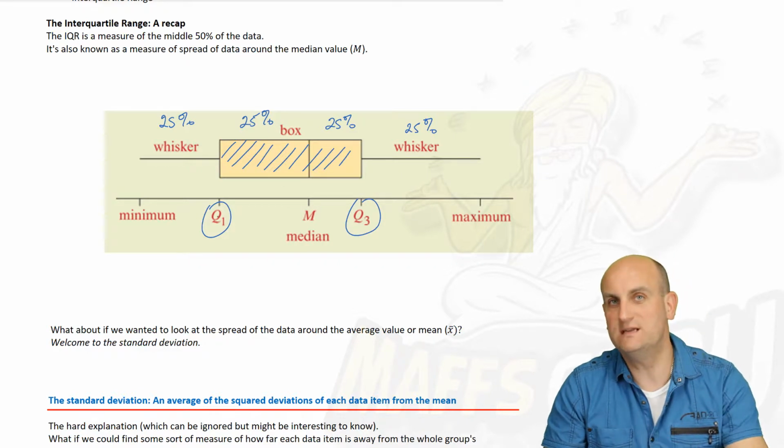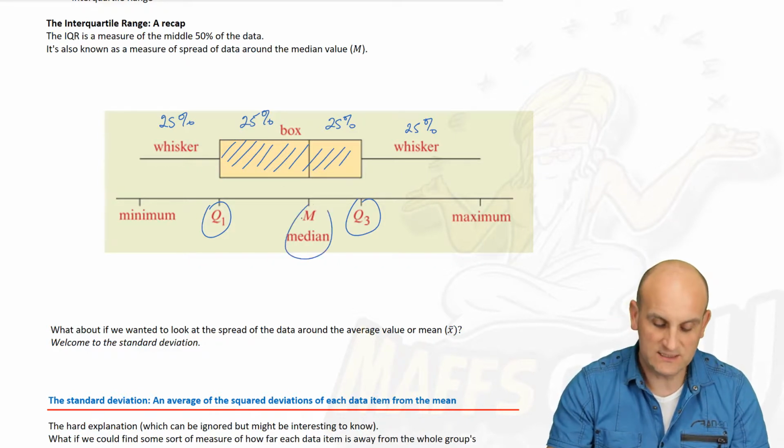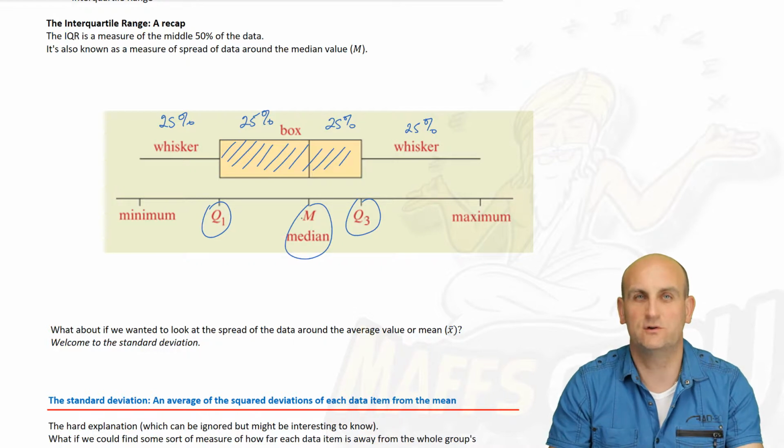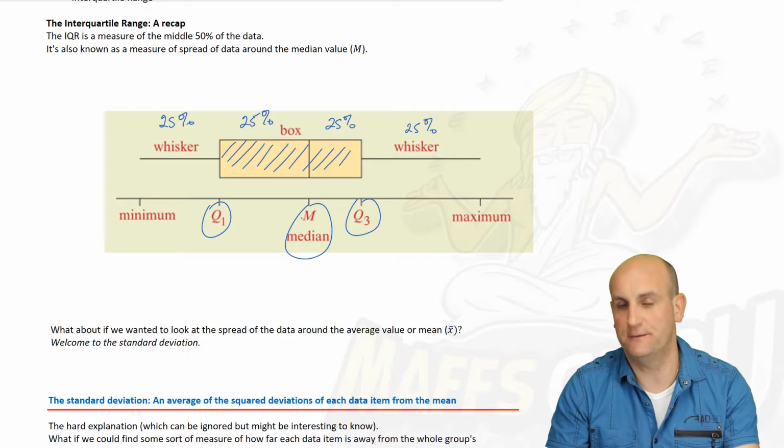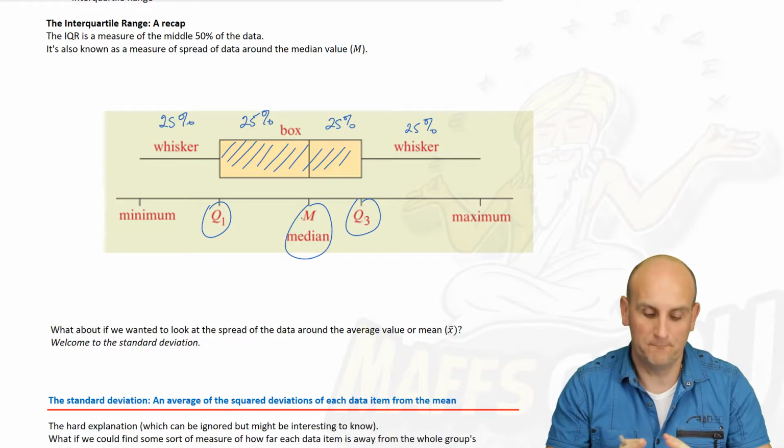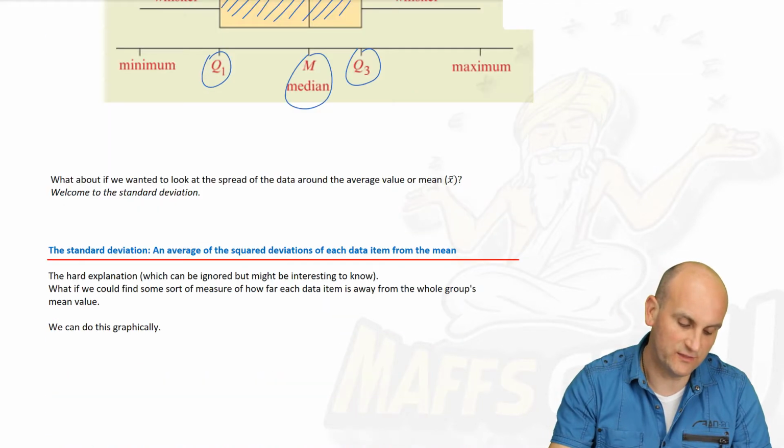Now, what did we notice our data was centered around? It was centered around the median. So the interquartile range is centered around the median. That's great. But what about if we wanted to center things around the mean?